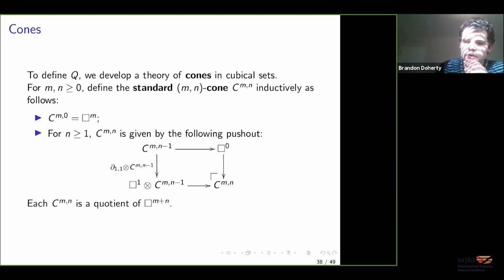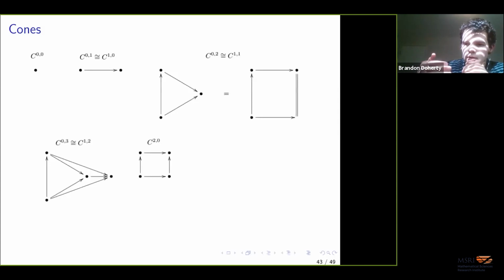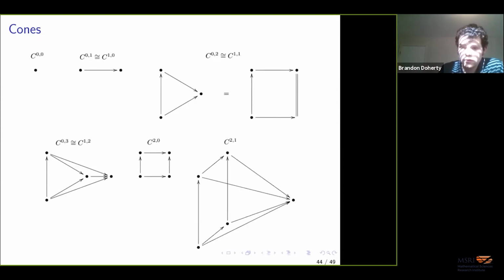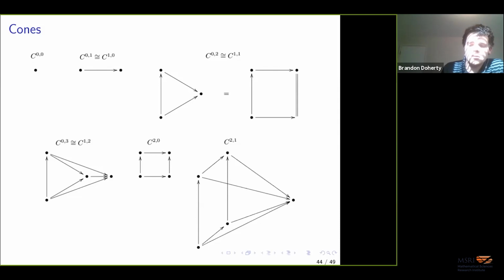And then that isomorphism just carries through to all the rest of them, so that we always have C0n isomorphic to C1 n minus 1. But that doesn't happen for any higher dimensions of the base, like C2,0 and C2,1 are not isomorphic to any other cones. Got it. That's helpful. Thanks. Okay. Anything else I can clarify? All right.